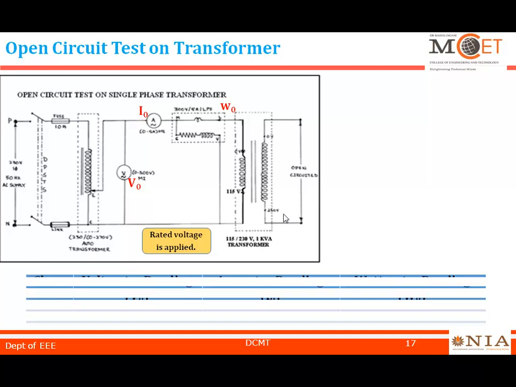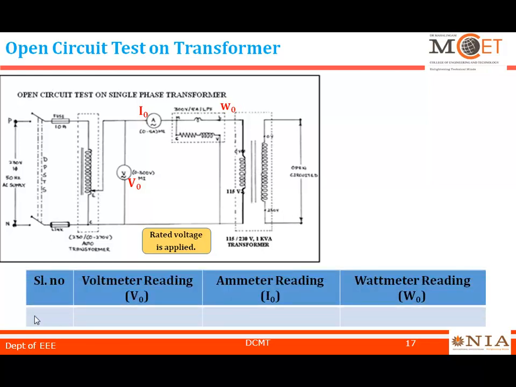So this is your tabular column: serial number, voltmeter reading, ammeter reading and wattmeter reading. In this, we are going to measure the voltage. By varying the variac, we keep the voltage at 115 volts. After keeping this, the current is 0.5 amperes and the power may be 75 watts. This is the experiment setup, and you take only one set of readings. From this, you are going to calculate.